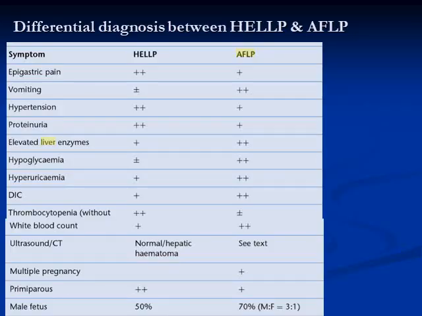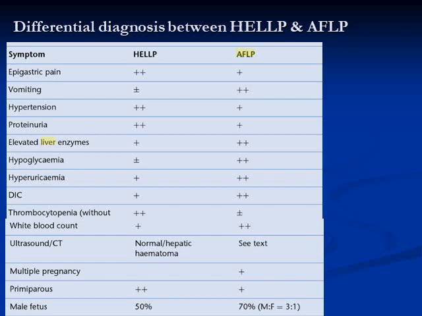طبعا هذا السلايد يوضح الـ differential diagnosis between HELLP and acute fatty liver. الحقيقة a lot of times there is some misdiagnosis and cases of acute fatty liver diagnosed as HELLP or vice versa. فمثل ما تشوفون احنا بعض الـ criteria انه which of them will be more in the HELLP and which of them will be more in the acute fatty liver of pregnancy.